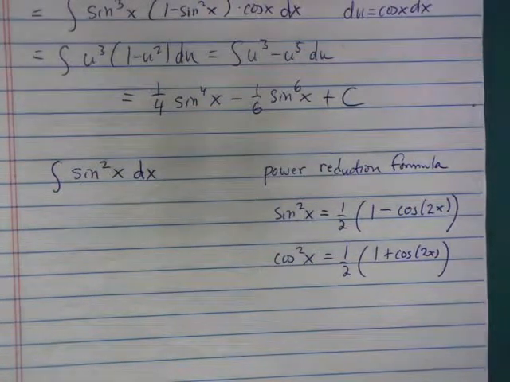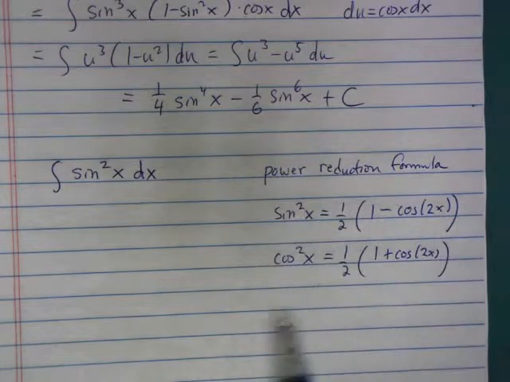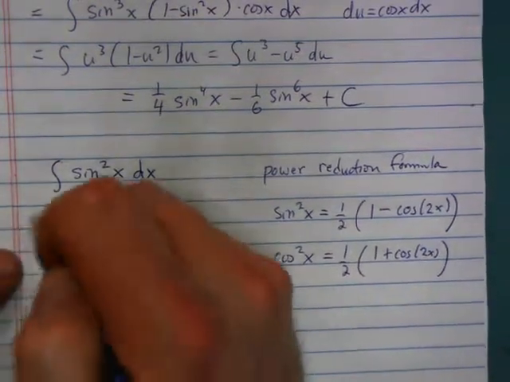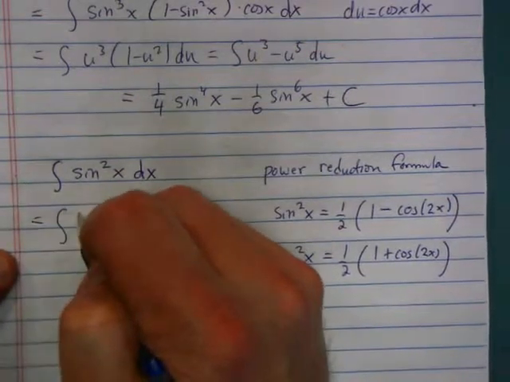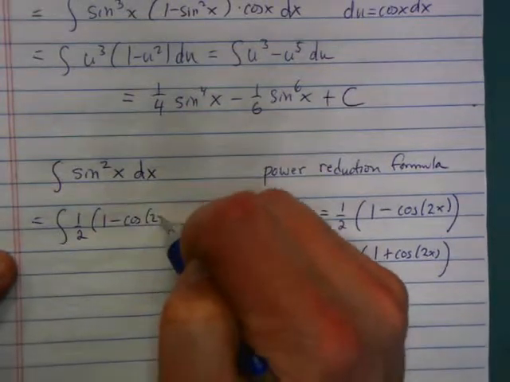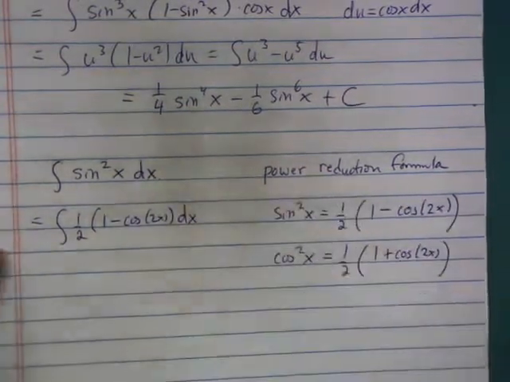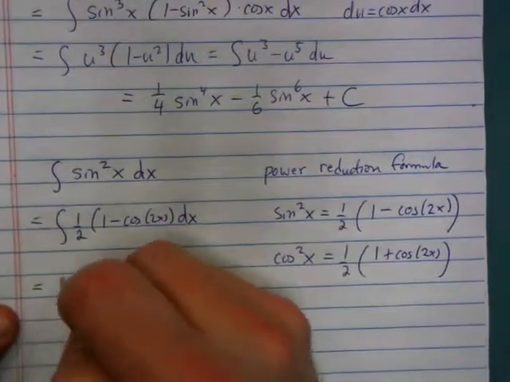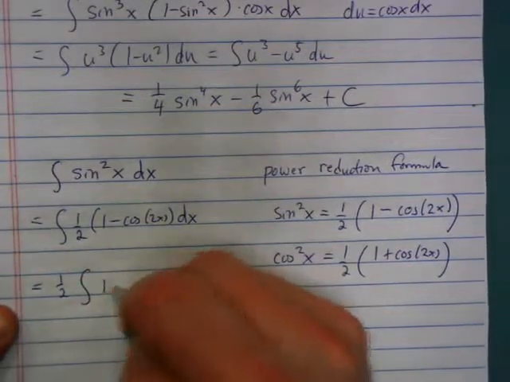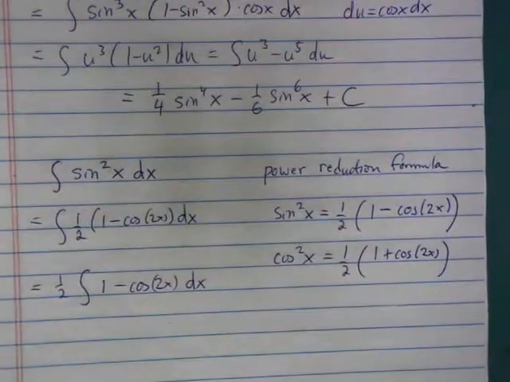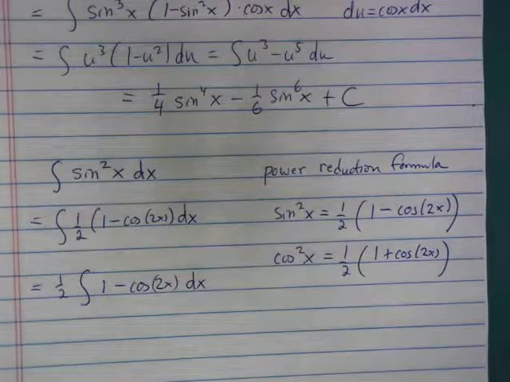Okay, so once we know these formulas, we're good to go. So we're going to take sine squared x and we're going to rewrite it using this formula. So that becomes the integral of 1/2 times 1 minus cosine of 2x dx. We reduced the power. I'm going to write this as 1/2 integral 1 minus cosine 2x dx. All I did is I pulled that 1/2 out front. And then I can integrate.